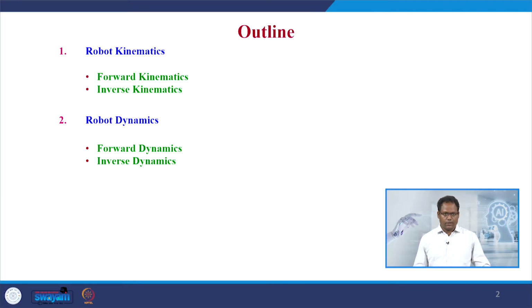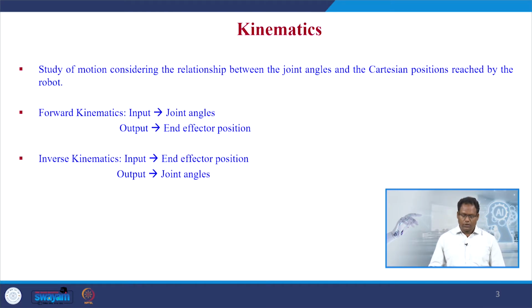In that again we see the classification of dynamics, which is forward dynamics and inverse dynamics, along with the model based robot dynamic control. Coming to the kinematics, what is kinematics? Kinematics is a study of motion considering the relationship between the robot joints and the Cartesian positions reached by the robotic system. It is classified into forward kinematics and inverse kinematics.